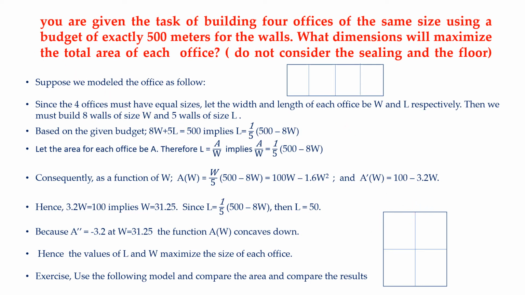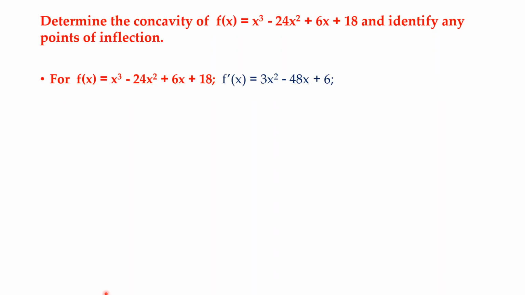Let's get to the next question then. Next, determine the concavity of the function f of x equal to x cubed minus 24x squared plus 6x plus 18 and identify any point of inflection. For the function that we have, f prime of x equals 3x squared minus 48x plus 6.